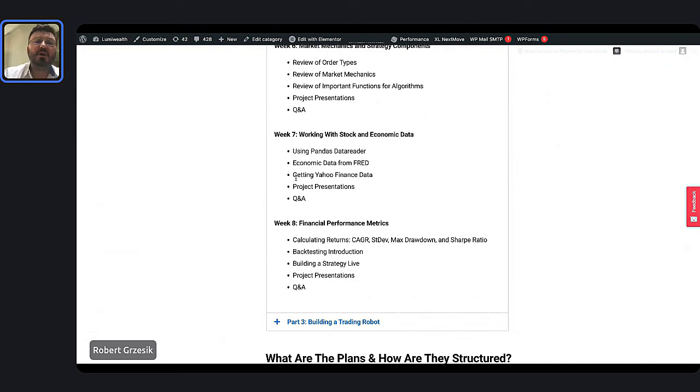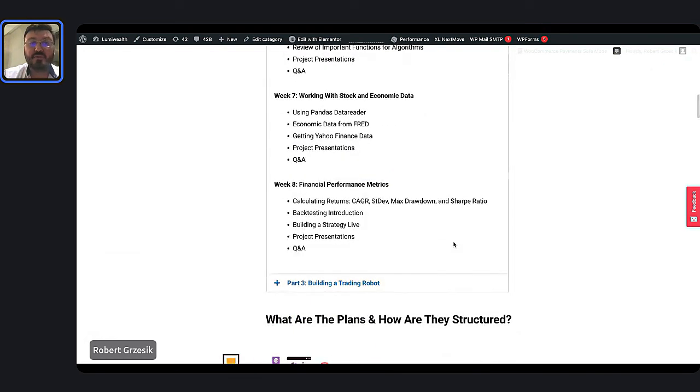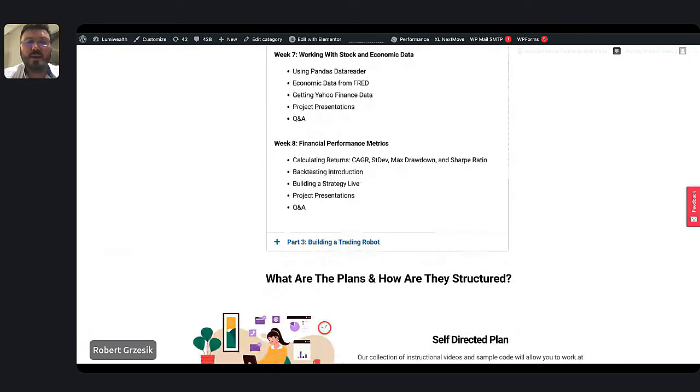We're also going to talk about Yahoo Finance data and specifically how to use that in your back tests. It's free data, it's very easy to access, and it's a great way to get some data for your back tests. And then in week 8, we're going to go into calculating returns. We're going to go more into back testing, and we're going to be building a strategy live.